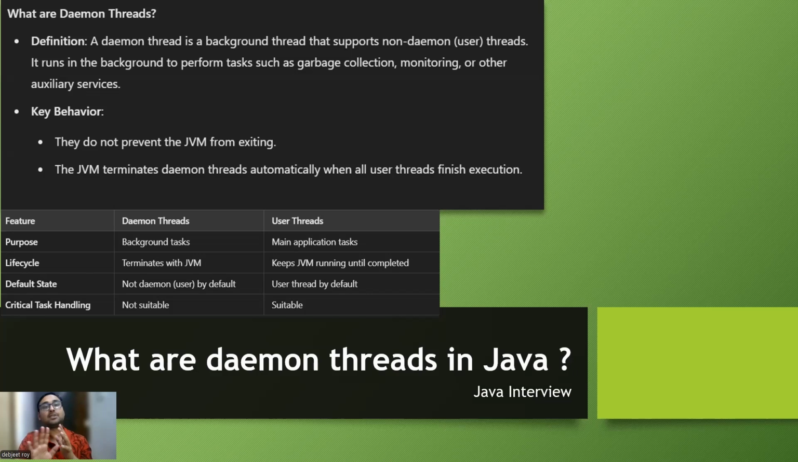Once the application execution is completed, the user thread will automatically complete, but that doesn't mean the daemon thread will complete at that point of time. There is a chance that when the user thread completes, the JVM is still running. If the JVM is running, the daemon thread will run, but the user thread will stop. So the daemon thread will stop when the JVM stops.